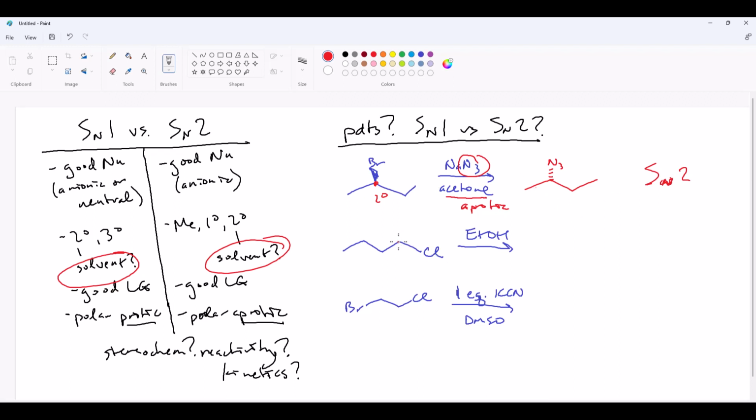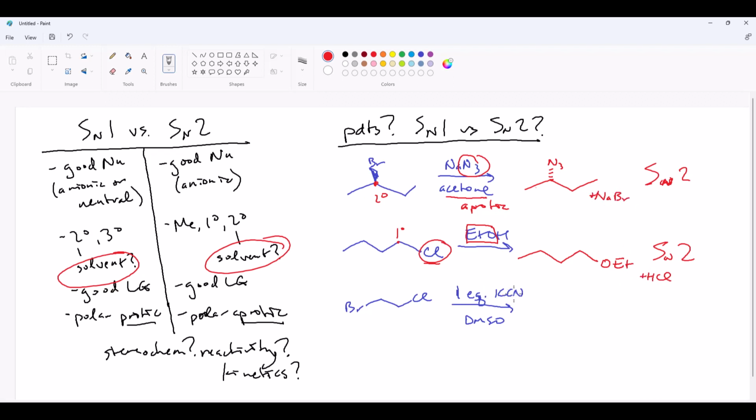Now for this one, we have a primary center, so that is preferring SN2. And we have a neutral nucleophile, that's okay. While SN2 prefers anionic, it can do neutral nucleophiles. We have a good leaving group, so we are primed for an SN2 reaction. Our nucleophile here is EtOH. We'll be substituting EtO for Cl. So what we do is we have the same carbon chain, and then where the Cl was, we'll have OEt, and we'll generate HCl as a byproduct of this reaction. In this top one, we generate NaBr as a side product of this reaction.